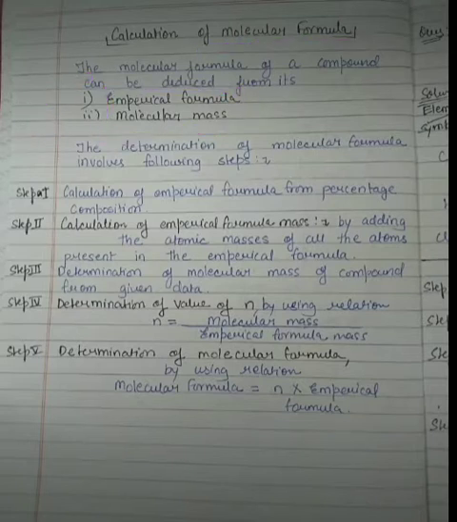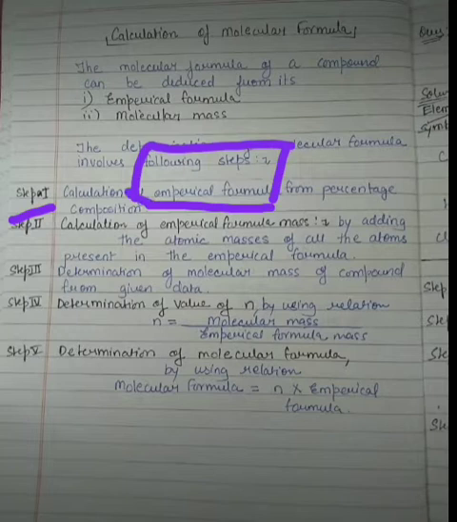So now let us see how we can calculate them. For this you have to follow 5 steps. The very first step is the calculation of empirical formula from percentage composition. You are very well acquainted with this, how we calculate empirical formula. Yesterday we saw this; for it you also have to perform 5 steps. You can look at the previous video.